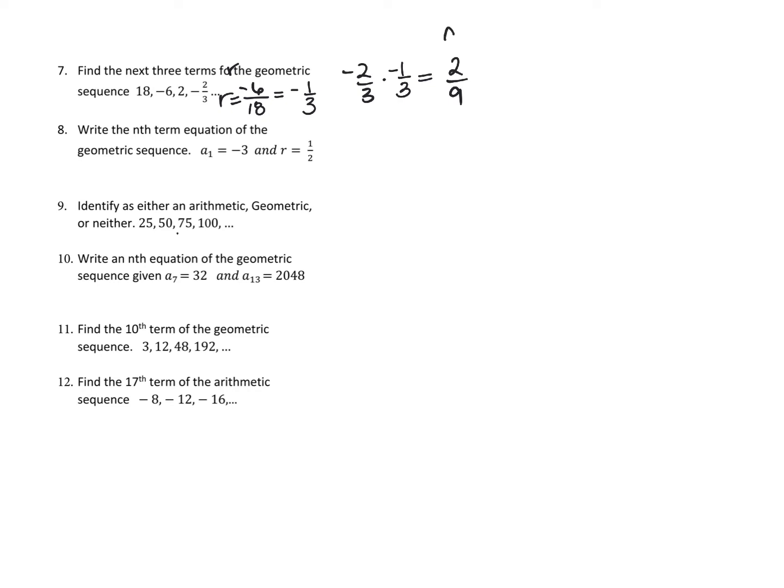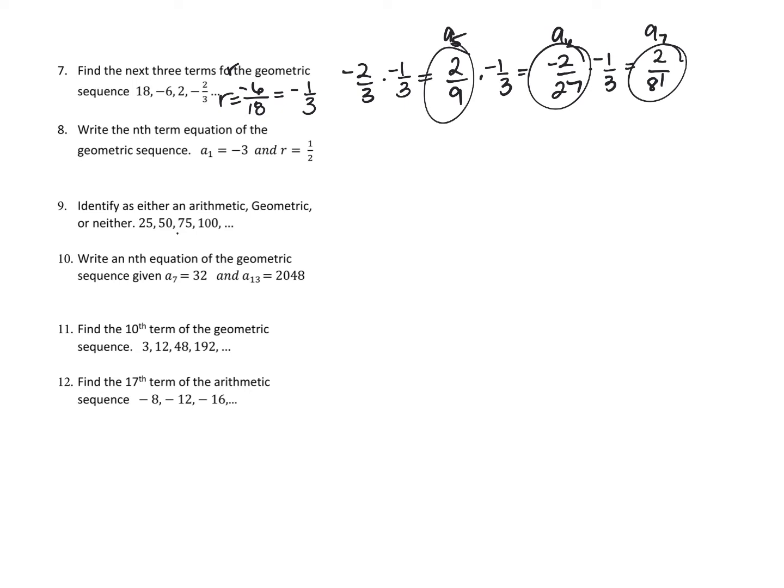So this is a5. 1, 2, 3, 4. Yeah, that'll be the 5th. And then times by negative 1/3 again. Negative 2 over 27. That's a6. Times by negative 1/3. 2 over 81 is my a7. So my three terms are 2/9, negative 2/27, and 2 over 81.